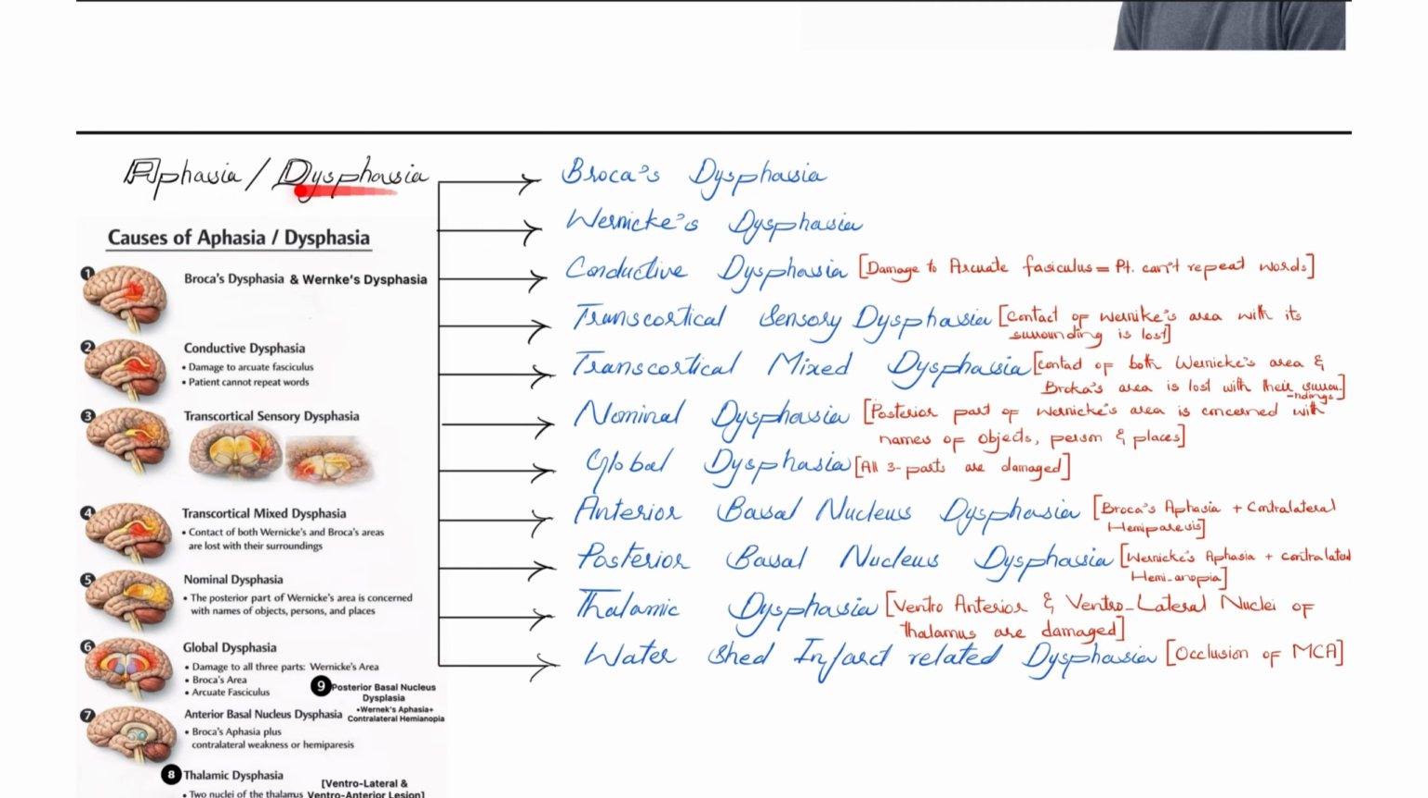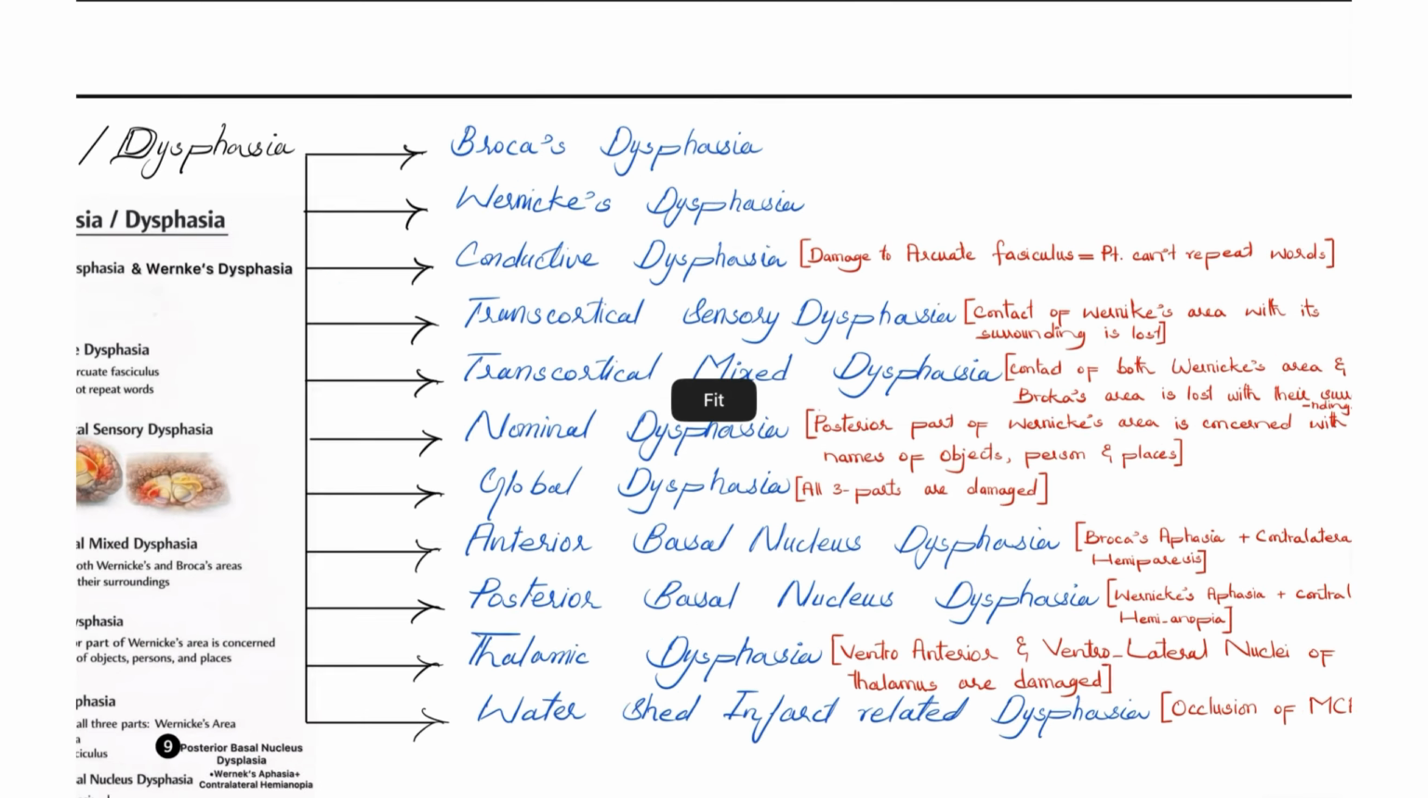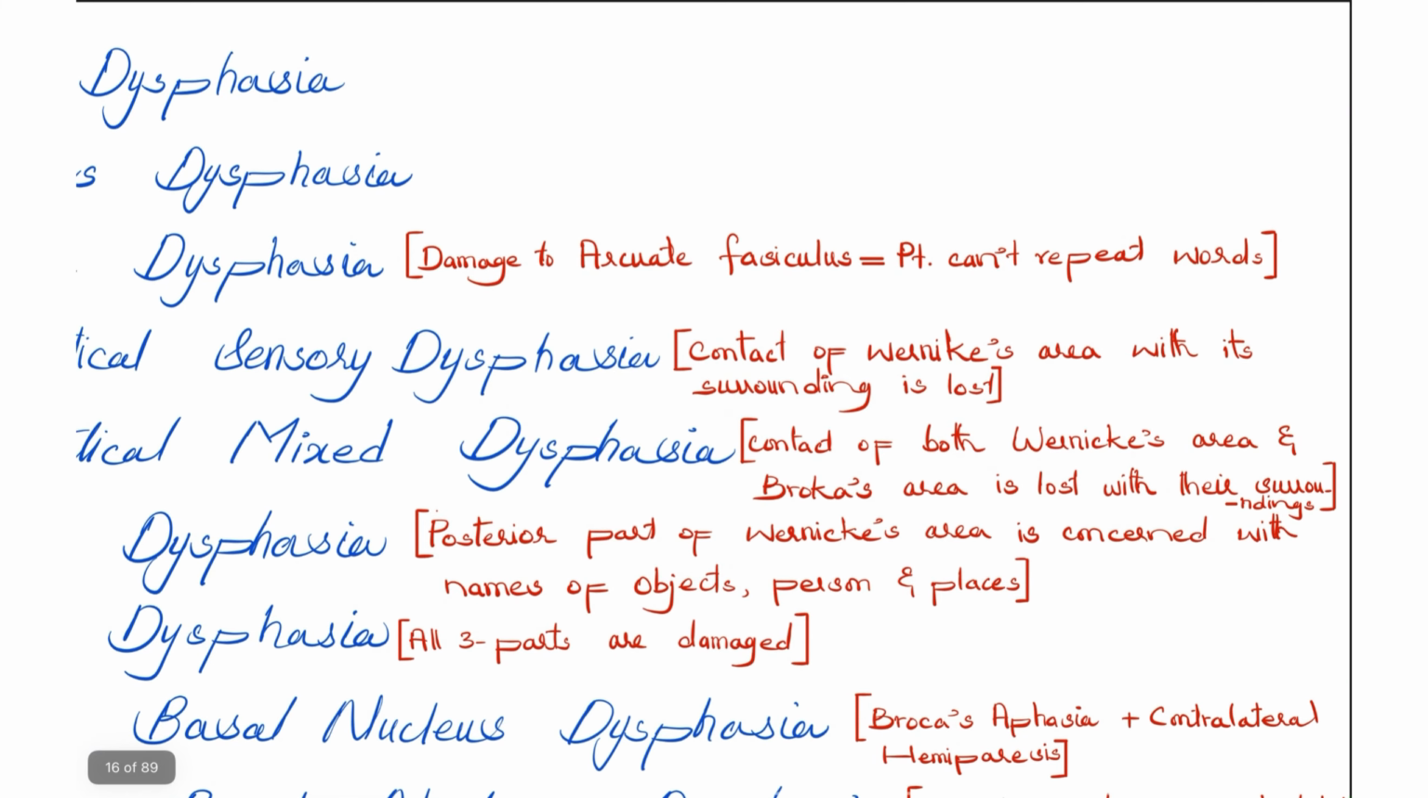Since we know that aphasia means complete loss of language, while dysphasia means partial loss of language, aphasia or dysphasia can occur when there is damage in any of these three structures: Wernicke's area, Broca's area, and arcuate fasciculus. If the damage is purely confined to Broca's area, then it's called Broca's dysphasia, or if the lesion is confined purely to Wernicke's area, then it's called Wernicke's dysphasia. Conduction dysphasia occurs when there is damage to arcuate fasciculus and the patient is unable to repeat words.